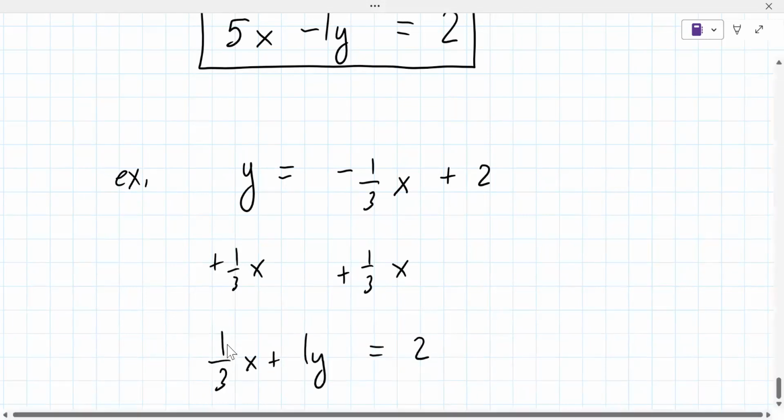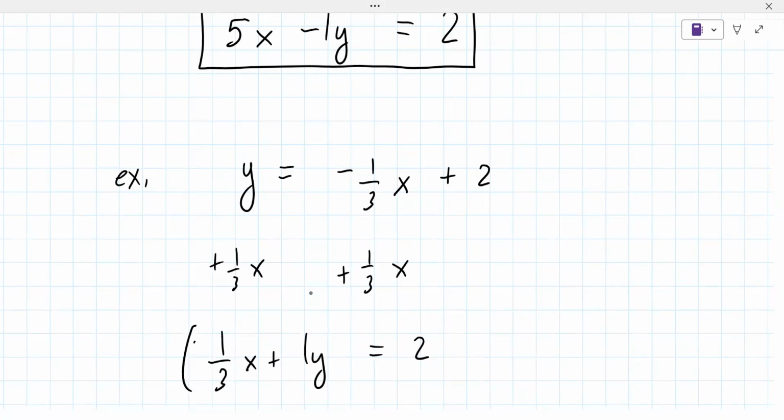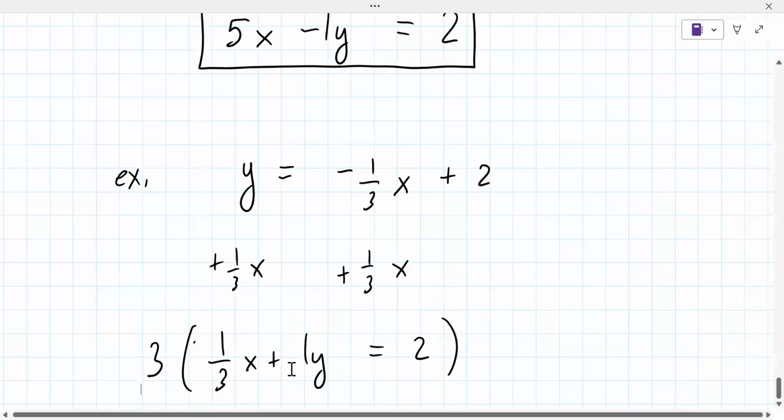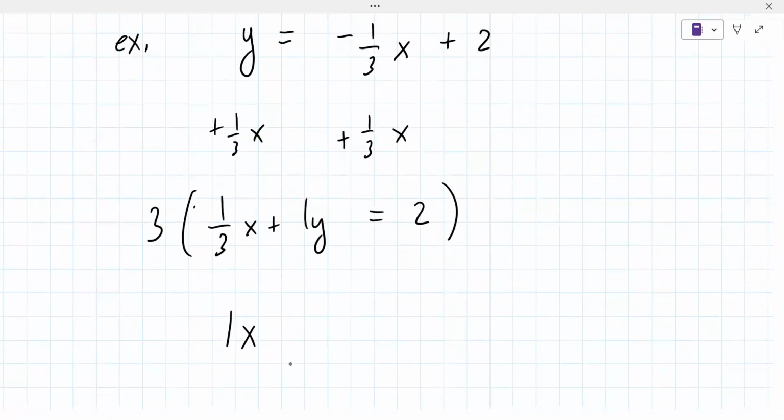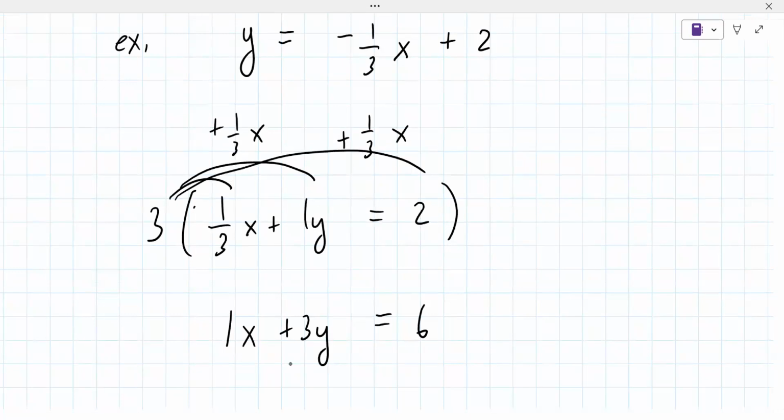Problem now is you have a fraction here. So how do you undo a fraction? Well, you multiply everything by the denominator, 3. Okay. So this becomes 1x, or just x, plus 3y equals 6. So notice you multiply everything by 3. Okay. Okay, so far? Yes.